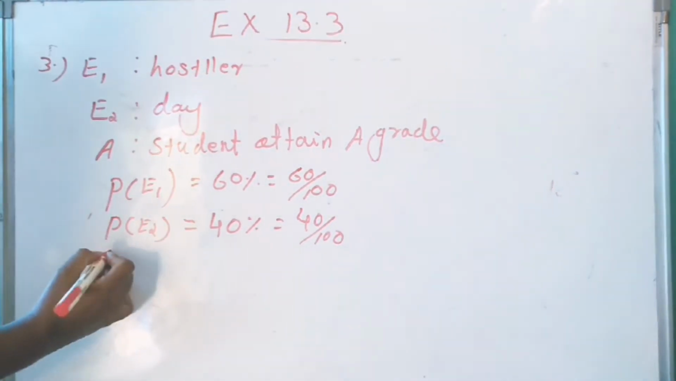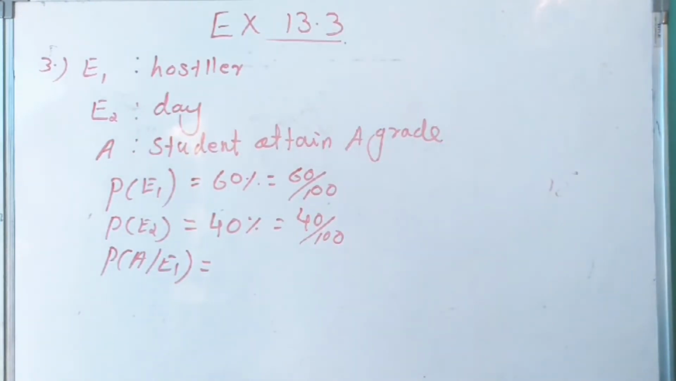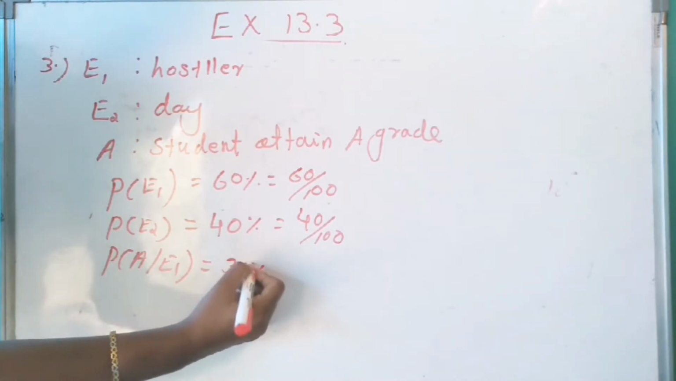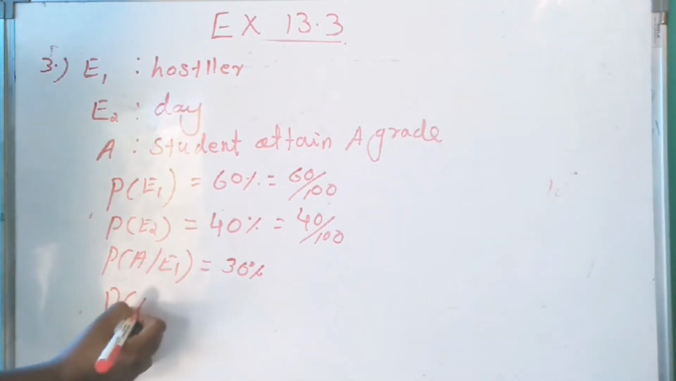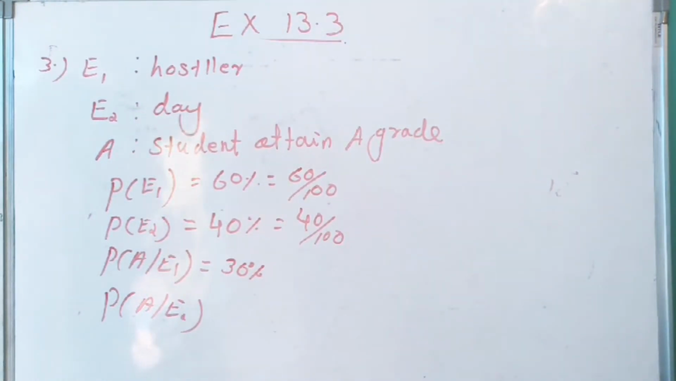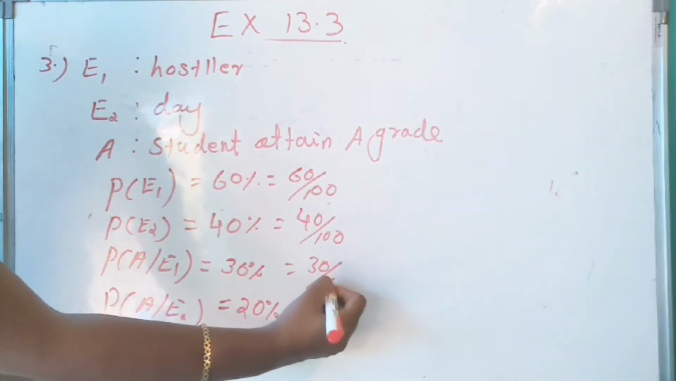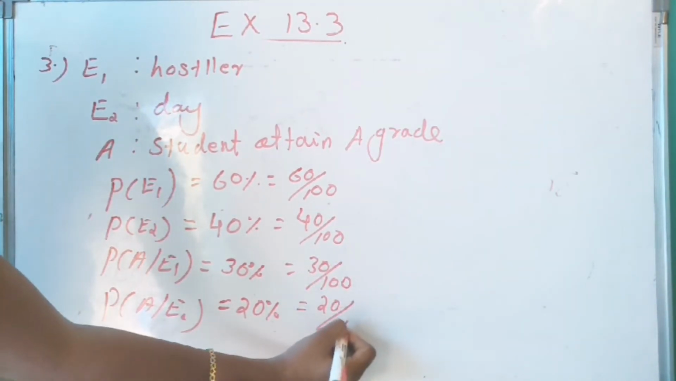Now, P of A given E1. A student attains A grade and E1 hostler. It is given that the previous year's results report that 30% of all students who reside in hostel attain A grade. So this is 30%. And P of A given E2. Day scholar attains A grade. That is given, 20% of day scholars attain A grade. So that is 20%. So this is 30 by 100 and this one is 20 by 100.